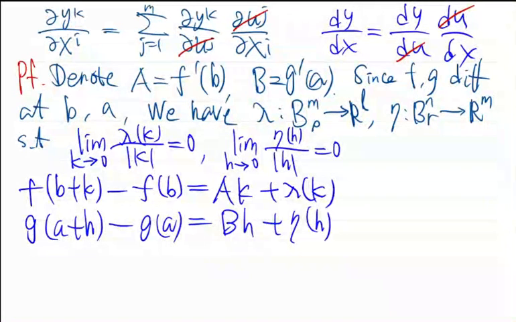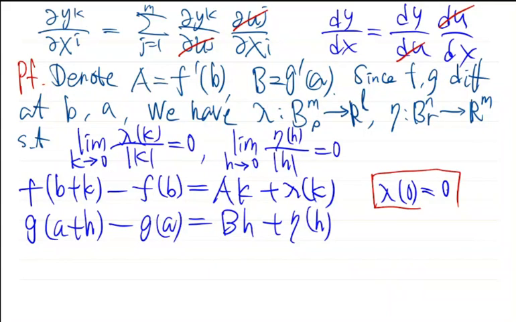From the first equality, we also know that lambda 0 is 0. This is important, because if k is 0, the left hand side is 0. So the right hand side must be 0 because a0 is 0, so lambda 0 must be 0. Okay? And also we might assume from the limit of eta is 0.